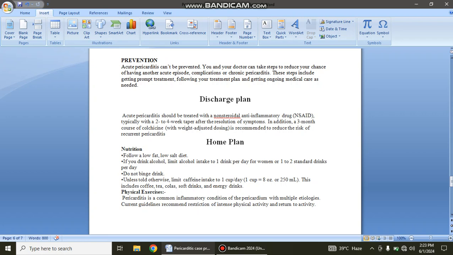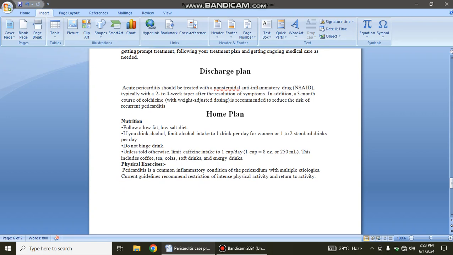Home plan. Nutrition. Follow a low-fat, low-salt diet. If you drink alcohol, limit alcohol intake to 1 drink per day for women, or 1 to 2 standard drinks per day. Do not binge drink. Unless told otherwise, limit caffeine intake to 1 cup per day. This includes coffee, tea, colas, soft drinks, and energy drinks.